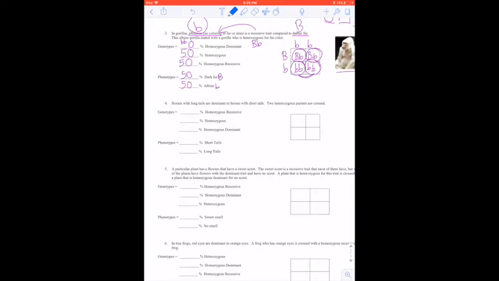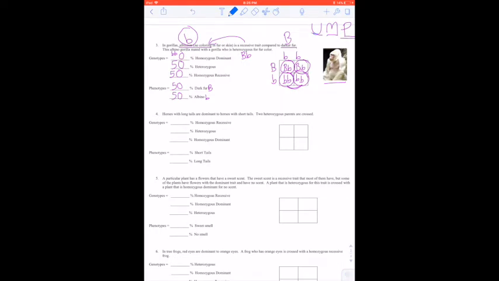All right, horses with long tails are dominant to horses with short tails. Two heterozygous parents are crossed. So I'm going to use that UMP strategy again, UMP. I want to underline my traits. So I see long tails as an option and short tails as an option. Then I need to mark dominant and recessive. So long tails are dominant, which means I'm going to put a capital letter by long tails. If that's dominant, then short tails must be recessive.